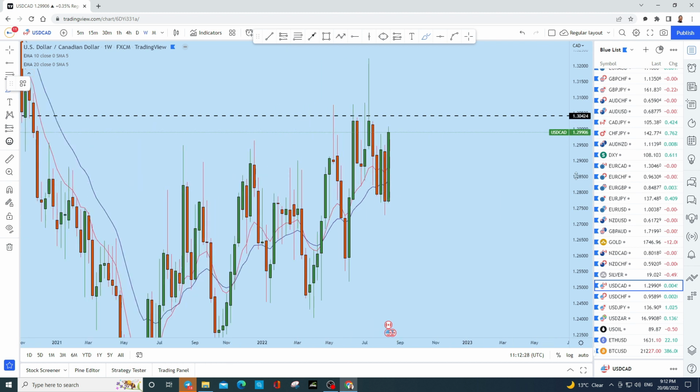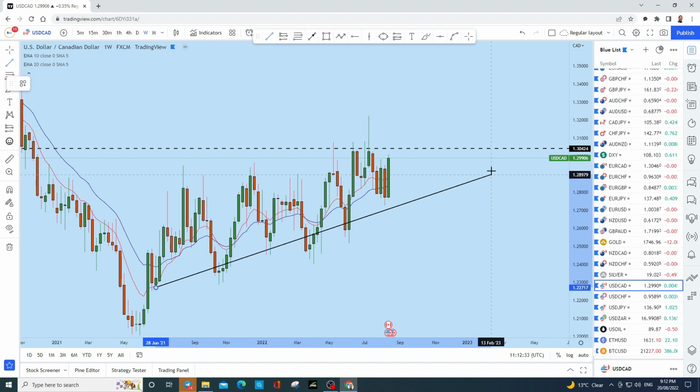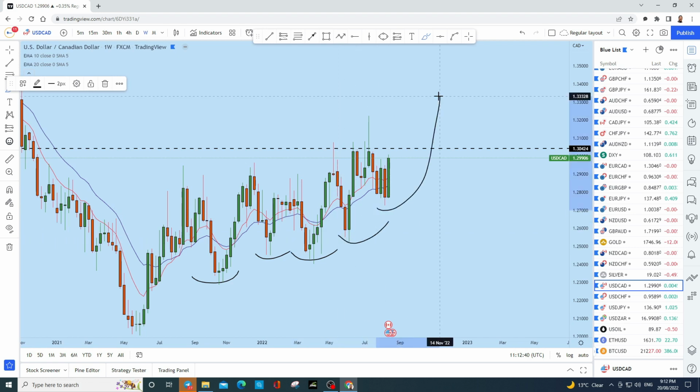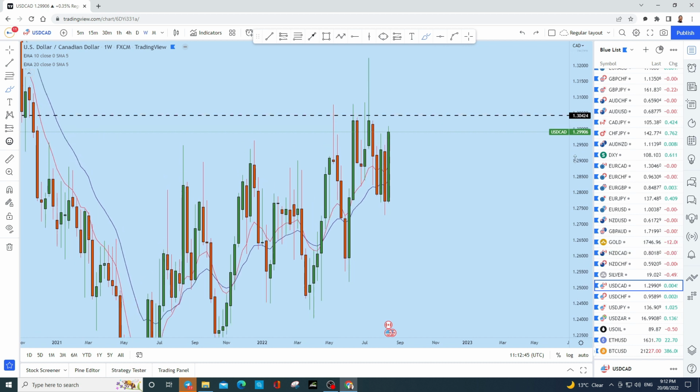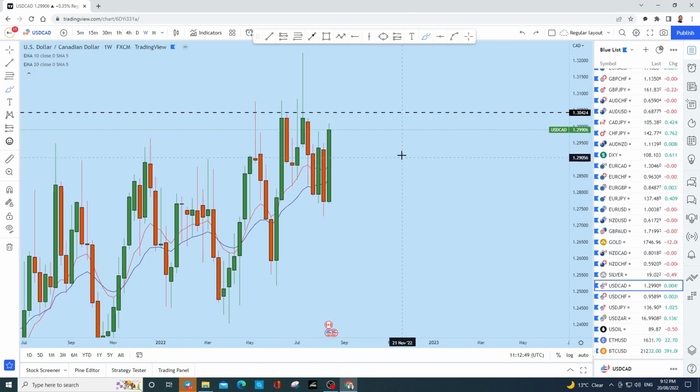Also, if you look at the overall market structure on USDCAD on the weekly, this is a long-term bullish market. You see, this channel has been created every time the price was creating a series of higher lows, including this one. And this is the last weekly close, a very, very strong bullish engulfer. With that bullish engulfer, the price has crossed this neckline here.